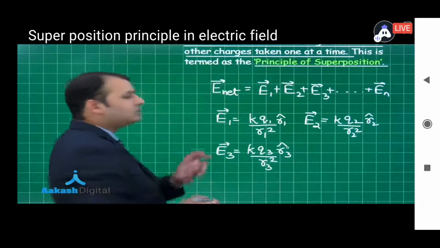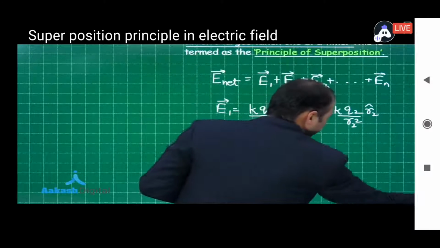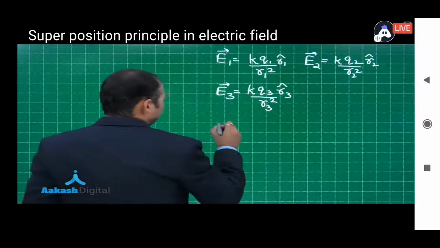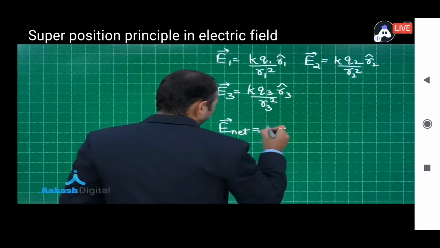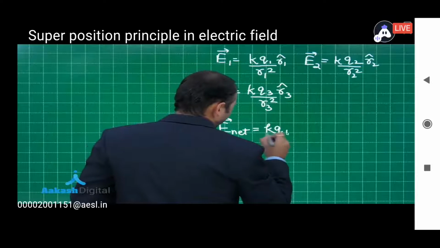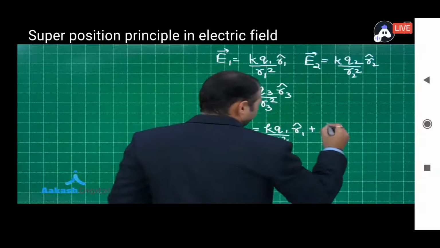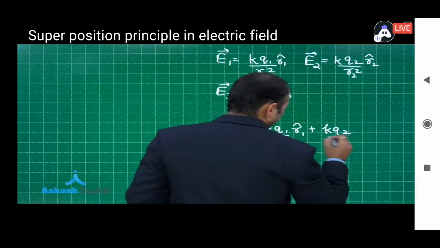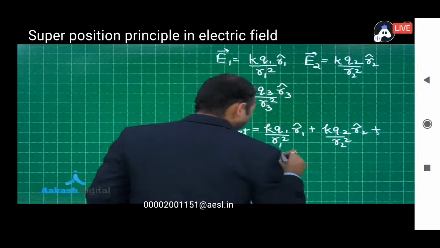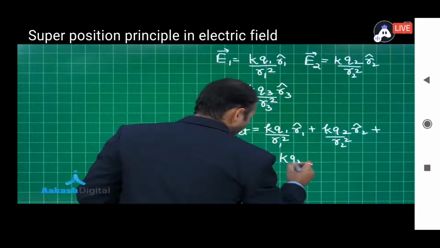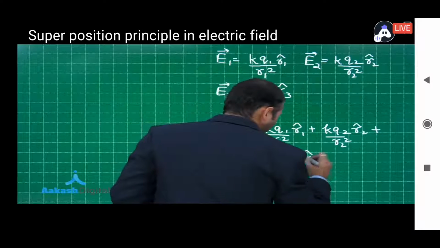Now these are the three vectors which were acting on that particular point, and if I want to do the vector addition, what I can do is, E net is going to be K Q1 upon R1 square R1 cap plus K Q2 upon R2 square R2 cap plus K Q3 upon R3 square R3 cap, right?